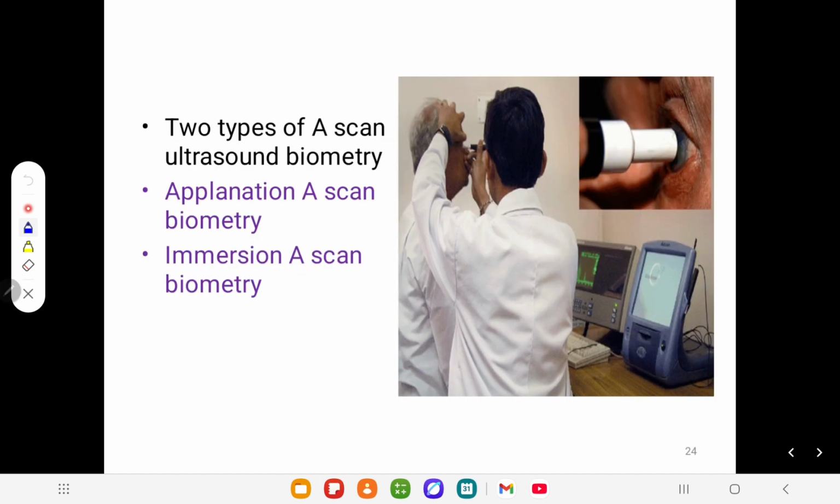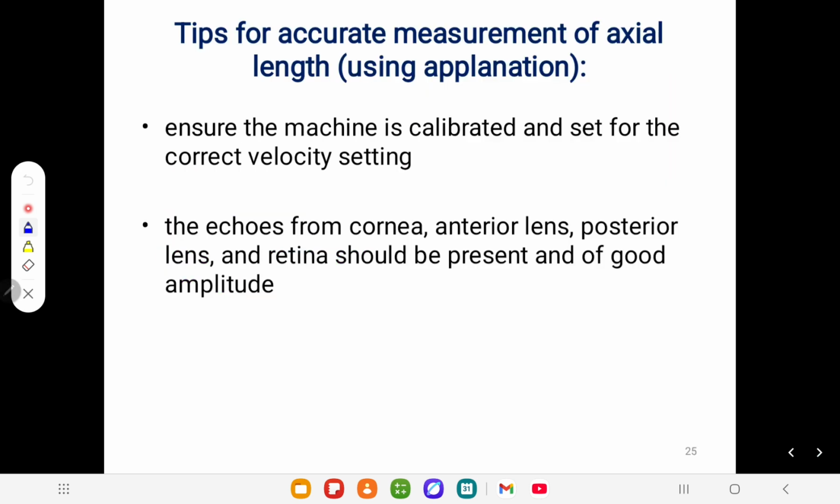So let's move on. There are two types of A-scan biometry in ultrasonography: applanation and immersion. Immersion means basically not touching, with a fluid between, and applanation means directly touching. Okay. So tips for accurate measurement of axial length: ensure the machine is calibrated. It's very important. Set the correct velocity setting. Sometimes you have the probe in your hand and the patient is basically not a cataractous eye, and you are putting in settings for, for example, silicone oil or whatever, and then it will be hugely problematic.